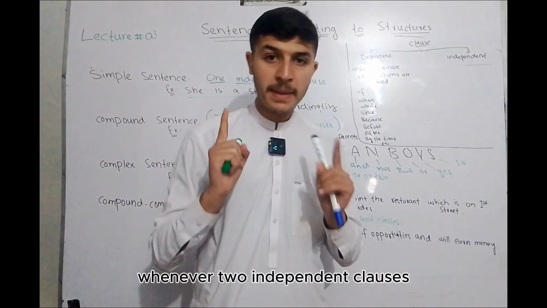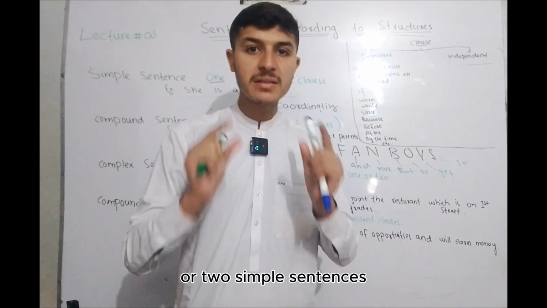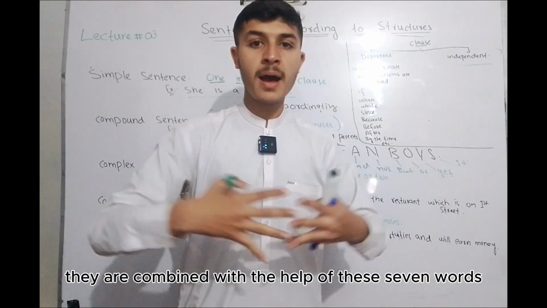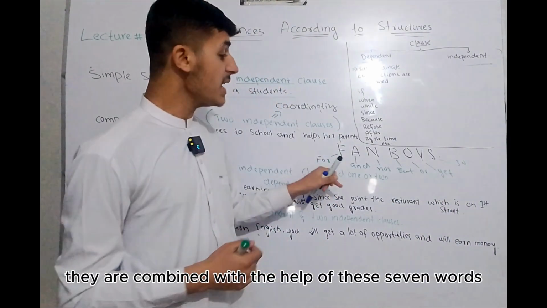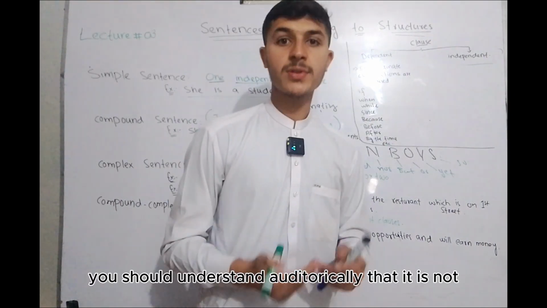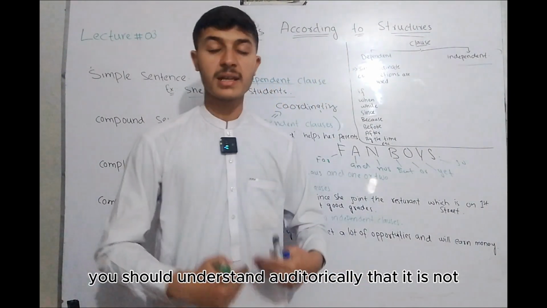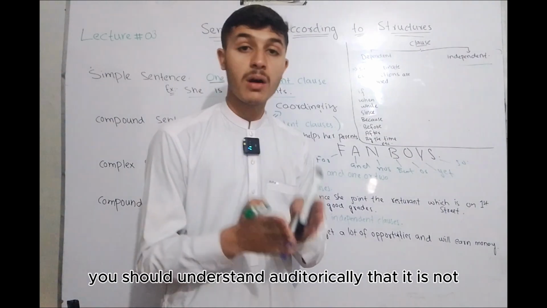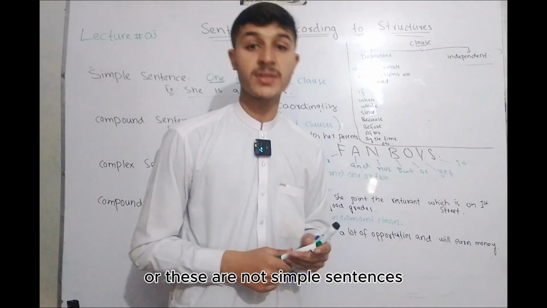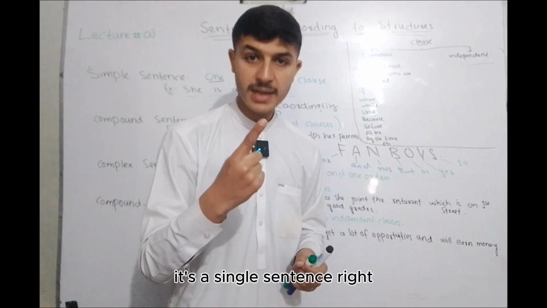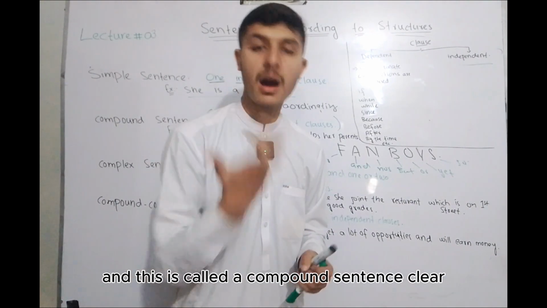Whenever two independent clauses or two simple sentences are combined with the help of these seven words, you should understand automatically that these are not simple sentences. It's a single sentence, and this is called a compound sentence.